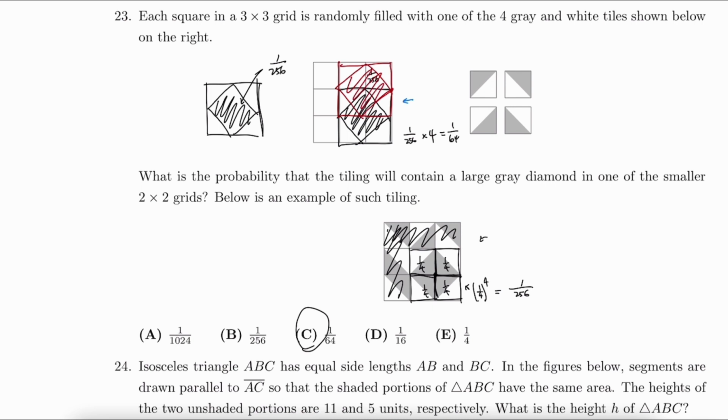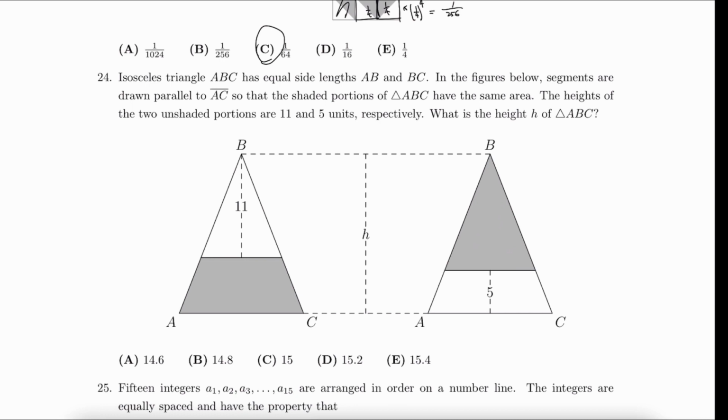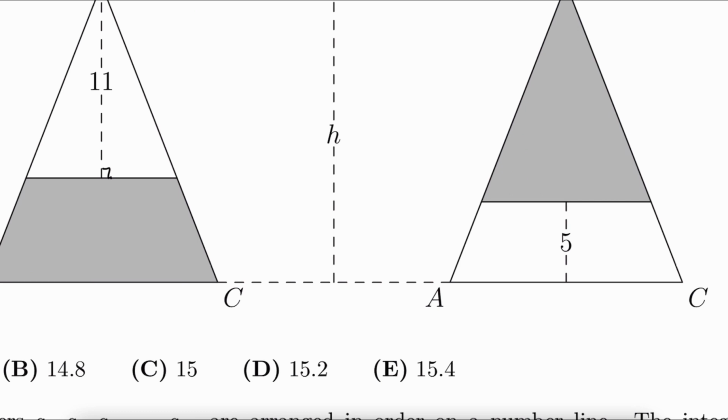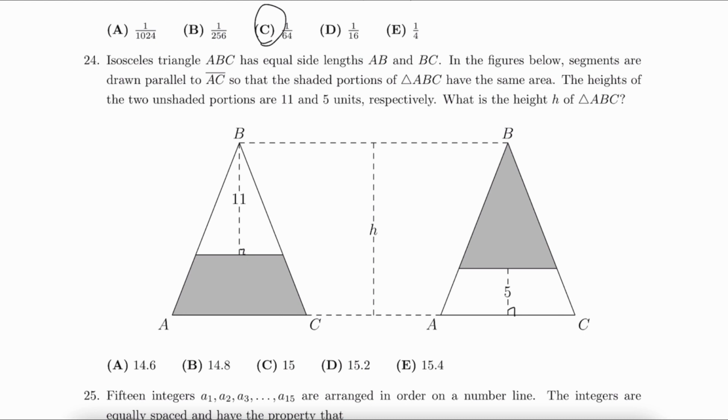All right, problem 24, we're almost done. Isosceles triangle ABC has equal side lengths AB and BC. In the figure below, segments are drawn parallel to AC so that the shaded portions of ABC have the same area. The heights of two unshaded portions are 11 and 5 units respectively. So height, let's just draw in the right angles. What is the height H of triangle ABC?